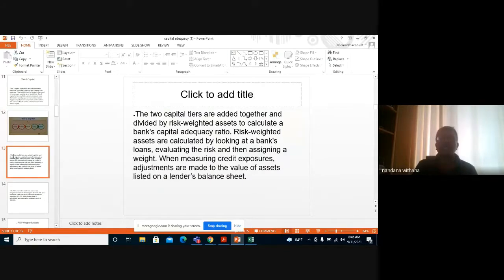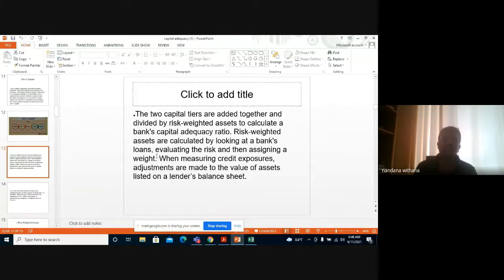The two capital tiers are added together and divided by risk-weighted assets to calculate the bank's capital adequacy ratio. Risk-weighted assets are calculated by looking at the bank's loans, evaluating the risk, and then assigning a weight. This is what we talked about with the 5 million example. A, B, C: A is more risky, B is less risky, C is likewise, you can categorize. In our case, C is the lowest risk one. You categorize that. That is what we are going to do.